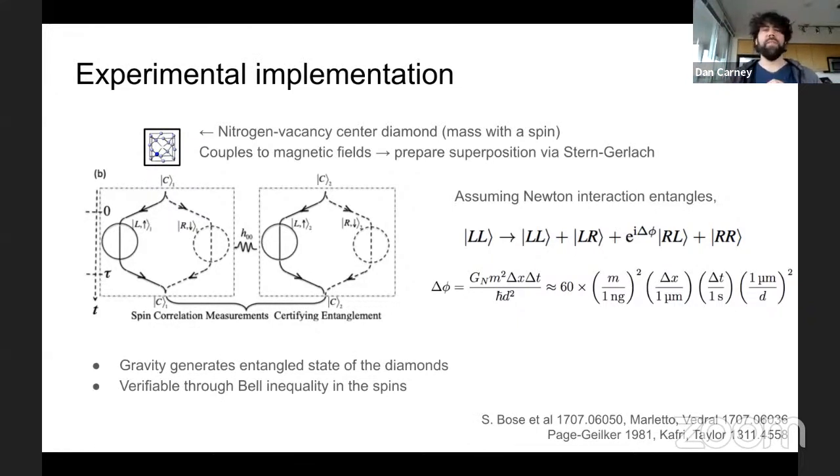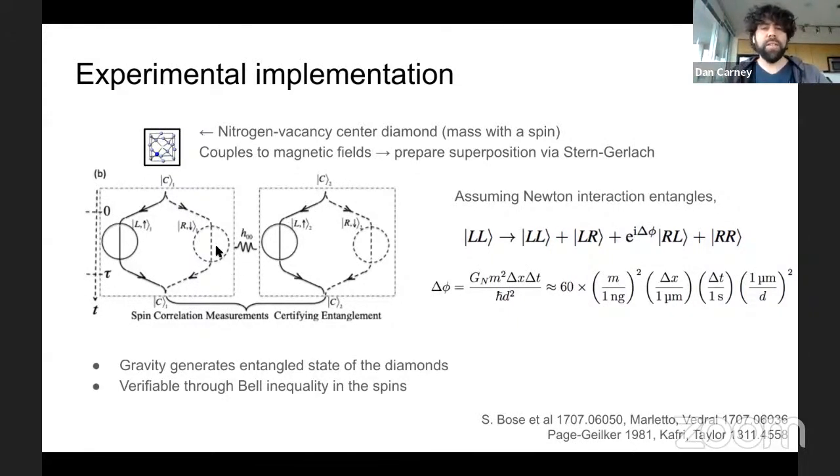In particular, what that allows you to do is make a superposition of the diamond by just shooting it through a Stern-Gerlach experiment, because the magnetic field in the Stern-Gerlach will couple to the spin and therefore couple to the mass. So what they propose is take a pair of these diamonds and shoot each one through a Stern-Gerlach apparatus. Now I have a diamond here superposed in two places, and a diamond here superposed in two places. I let this thing free fall through my lab to get rid of noise. As it's falling, these things talk to each other gravitationally.